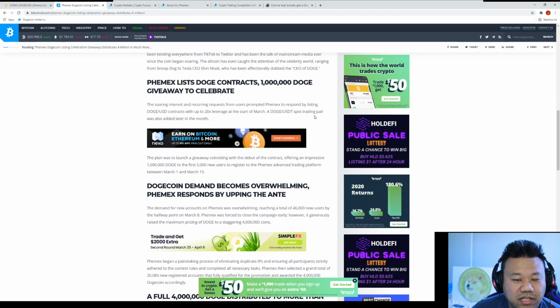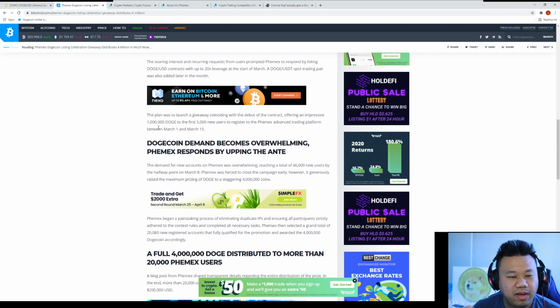A Doge USD spot trading pair was also added later in the month. The plan was to launch a giveaway coinciding with the debut of the contract, offering an impressive 1 million Doge to the first 5,000 users to register to the Phemex Advanced Trading Platform between March 1st and 15th.